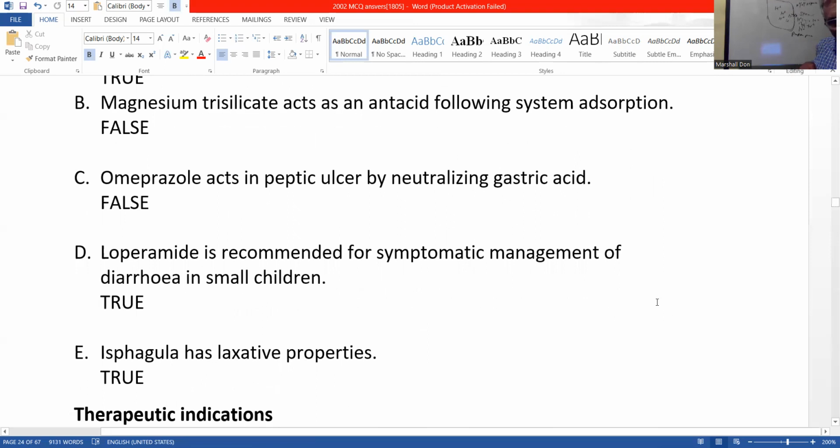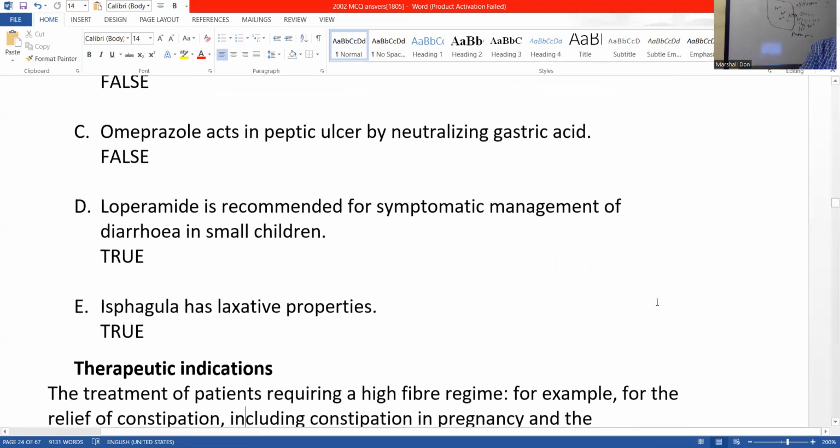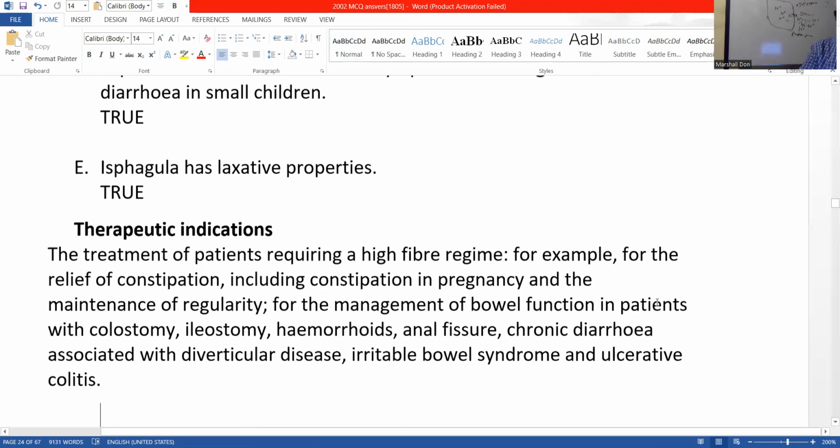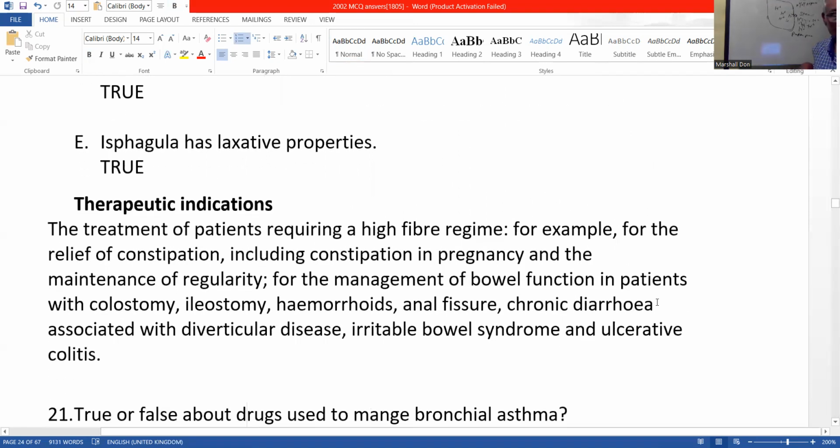Loperamide is recommended for symptomatic management of diarrhea in small children. Ispaghula has laxative properties. That is true.